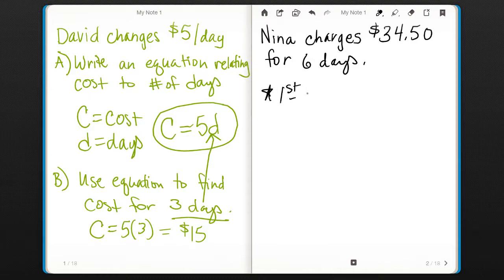Lauren. Couldn't you just do 6 times the other person's equation? And if you were comparing, yes. Yeah, if you were comparing, then we could come over to David and say, okay, what's his charge for 6?